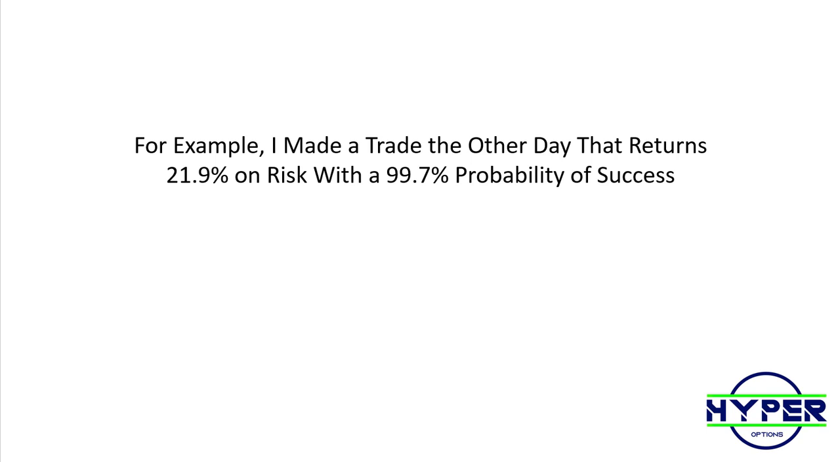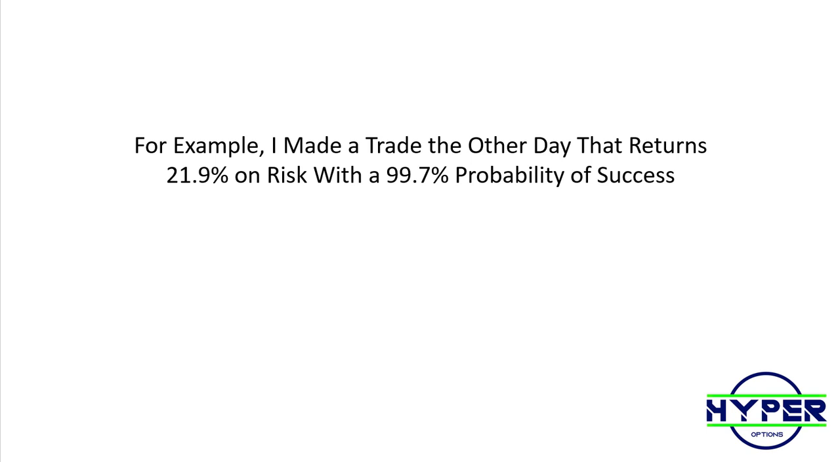But for example, I made a trade the other day that returns 21.9% on risk with a 99.7% probability of success. 21%, almost 22% return, actual fills, and a 99.7% probability of success. And those are not my calculations. Those are third-party calculations that are giving me the probability of success.